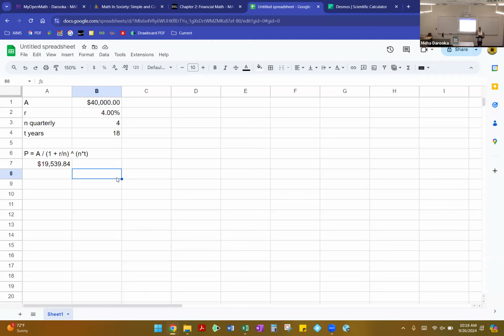Questions on using the formula to come up with present value? The P equals A divided by all the fun stuff.